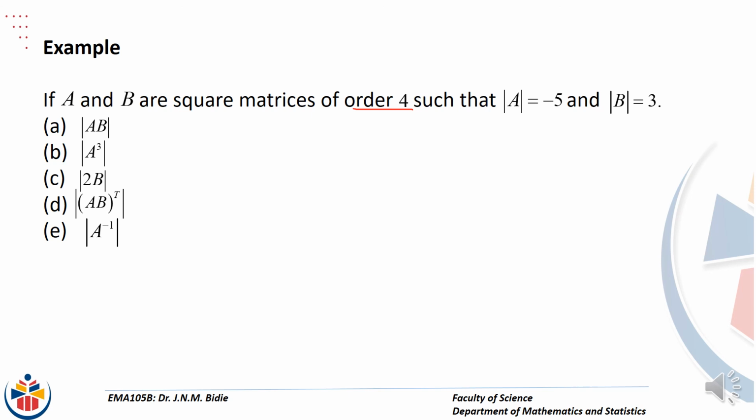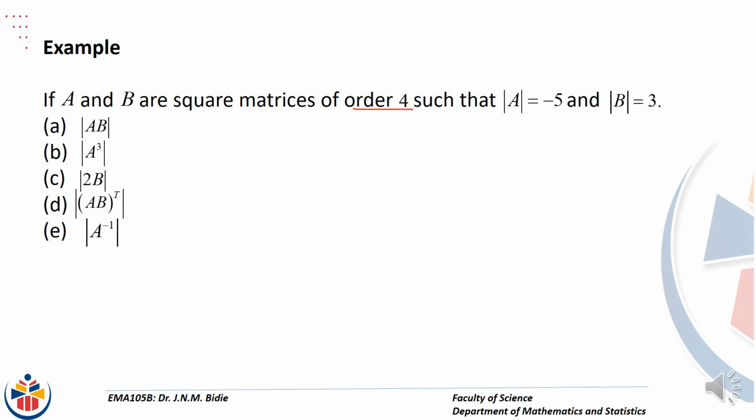And then for B, the determinant of A cubed, we also use the same property. So it's the determinant of A times the determinant of A times the determinant of A. And then we have -5 to the power 3. That gives us -125, I think. Then for C, the determinant of 2B, it will be equal to 2 to the power 4 multiplied by the determinant of B, and you get the answer.